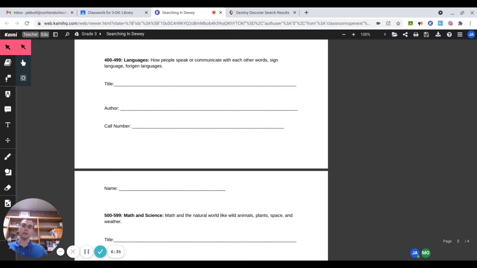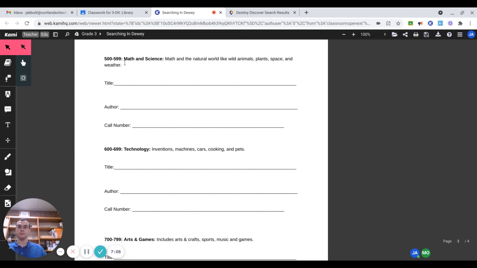400s, languages. So that's how people speak or communicate with each other through words, sign language, or foreign languages. So there's a few different types of things you can do. You could just do general languages or see if there's anything about sign language or foreign language. Because it's about how to speak and communicate. So you just look up one of those things and see if you can find a book with a call number that starts with a 4.